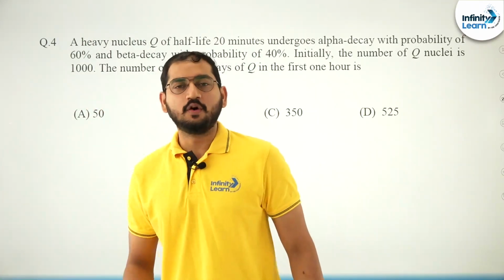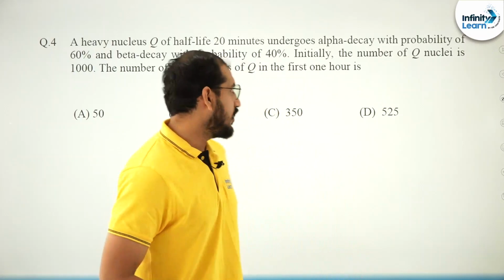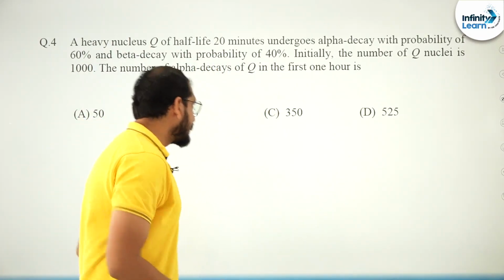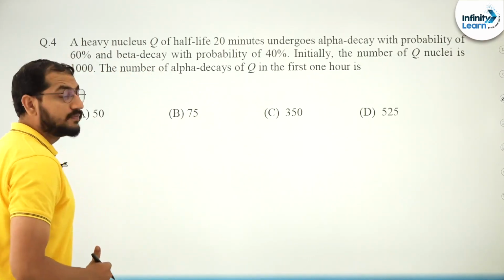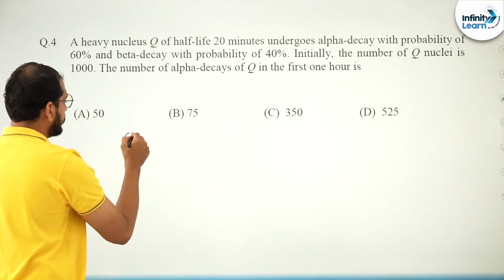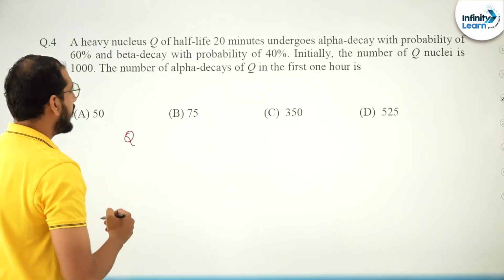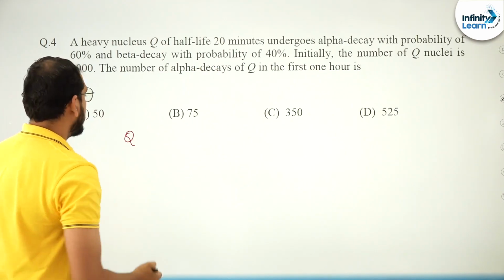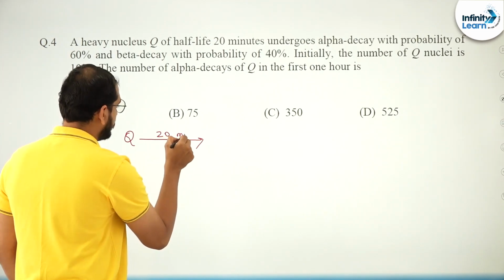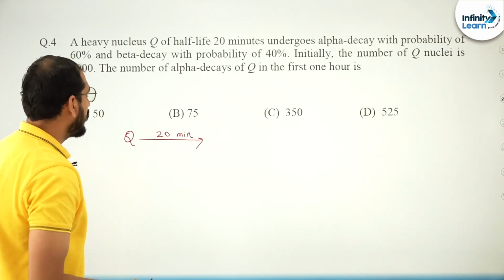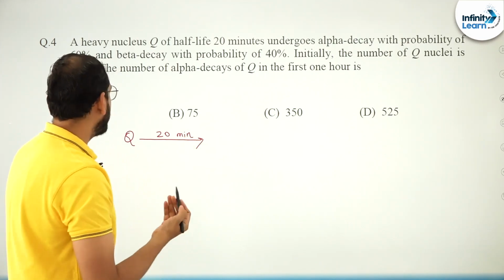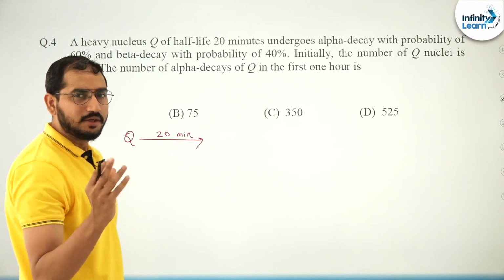Alright students, let's move on to our next question. This question is from the chapter nucleus, and the radioactivity concept is briefed in this question. The question says that initially we have a nucleus Q, and this nucleus Q has a half-life of 20 minutes. During the first half-life, that means in the duration of the first 20 minutes, this Q is going to decay basically in two parts. Some part will be alpha decay, some part will be beta decay, and some Q will be left over.